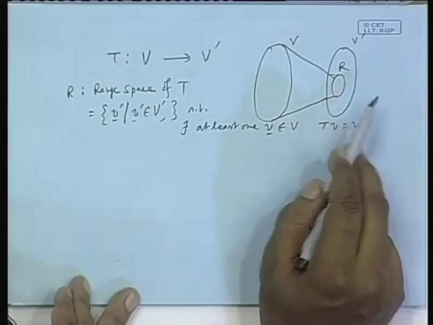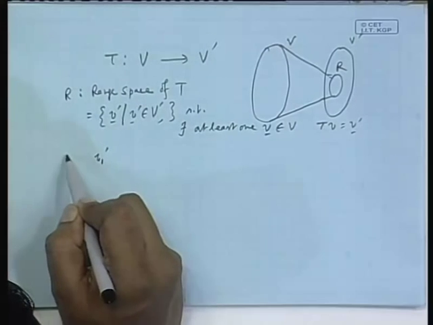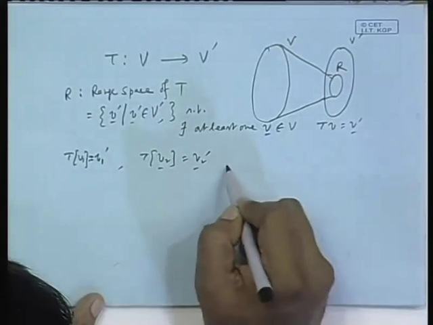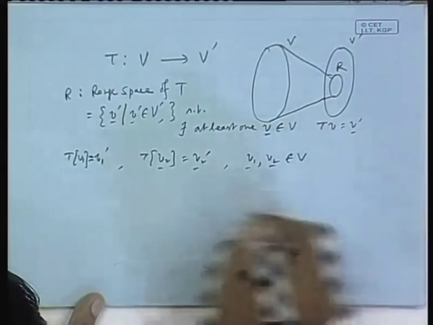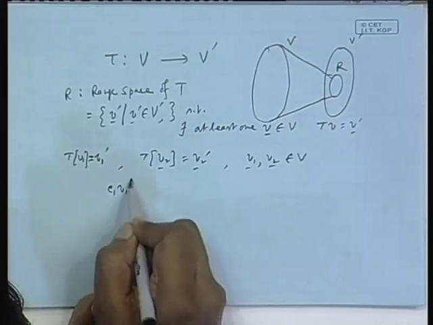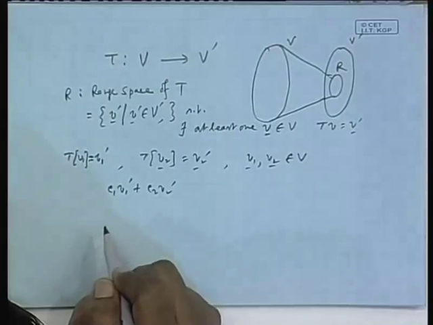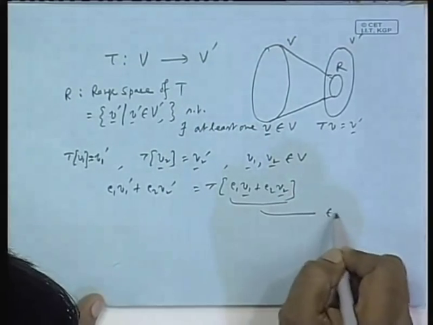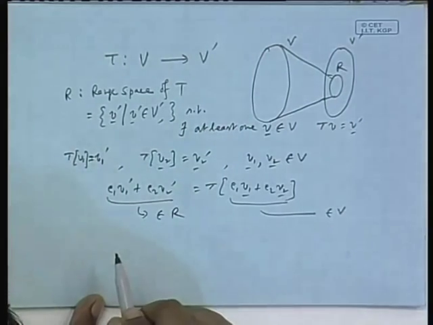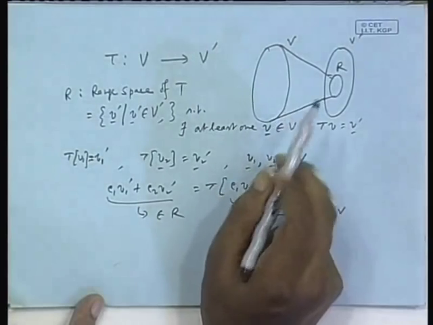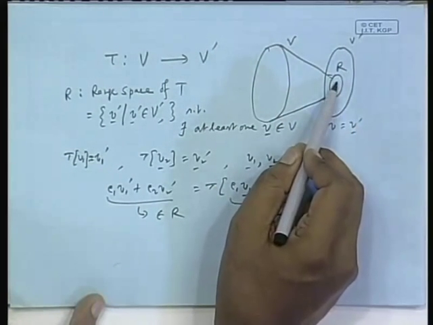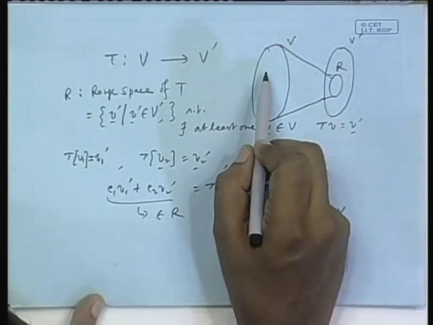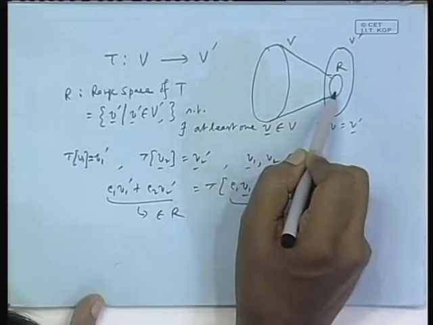R is a vector space, because if you take one vector V 1 prime, which is T V 1 equal to V 1 prime, and again T V 2 equal to V 2 prime, with V 1, V 2 element of V, and of course V 1 prime and V 2 prime element of V prime, then C 1 V 1 prime plus C 2 V 2 prime is nothing but T of C 1 V 1 plus C 2 V 2, and this is an element of V. That means this is an element of R, because R consists of all maps of V. That is, you pick up any vector V prime from R, you must find at least one vector small v in capital V so that T working on V gives you that V prime.